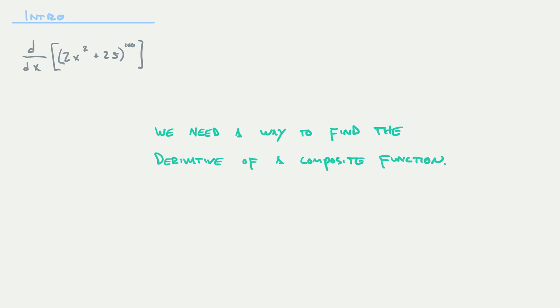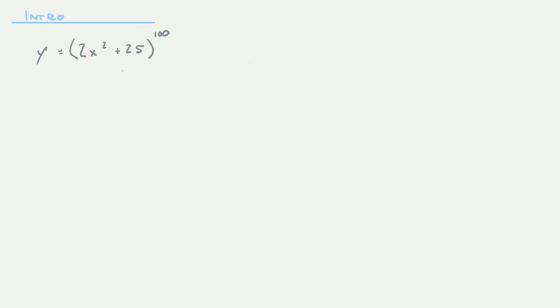Oh. So clearly what we need here is to find a way to differentiate something that looks like a composite function. Composite meaning it's a function that's inside of a bigger function. This is like 2x squared plus 25 that's plugged into, maybe we'll call it u to the 100. So u is this 2x squared plus 25 thing. We need a way to be able to do this, and that's called the chain rule, right?